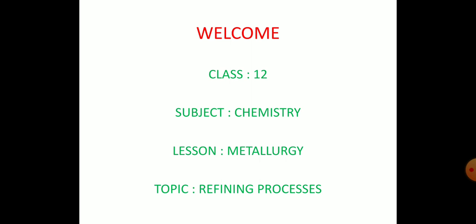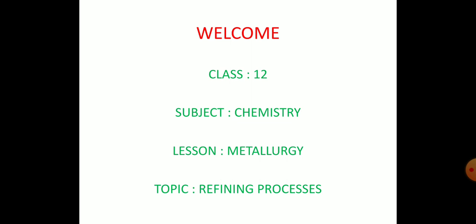Dear students, in lesson 1 so far we have completed the first two steps in the metallurgical process. What are they? Concentration of the ore and extraction of crude metal. We completed those two in the previous videos, and in this video the step number 3, that is refining of crude metal, we are going to discuss now.